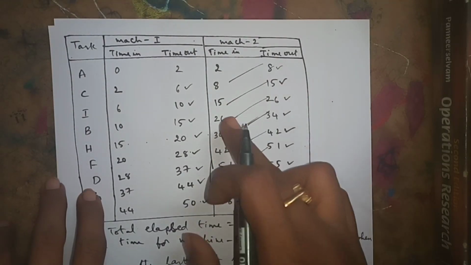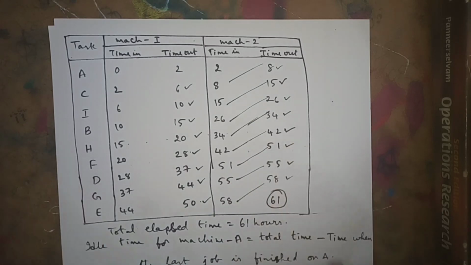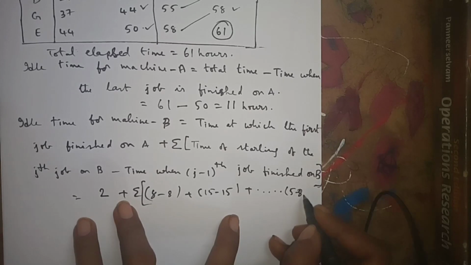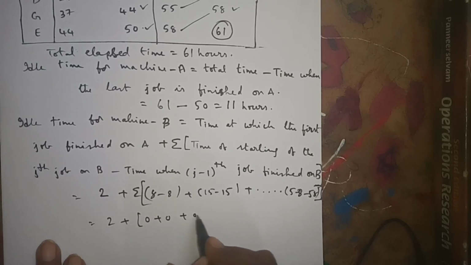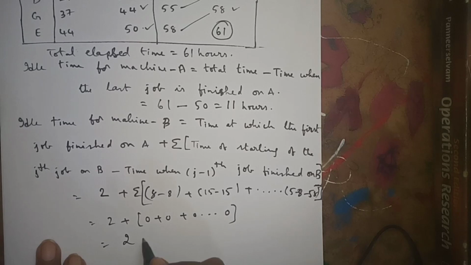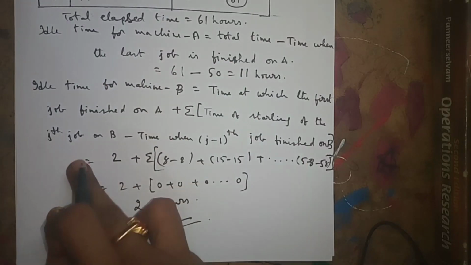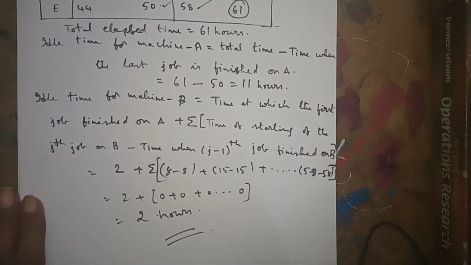See, 8 minus 8, 15 minus 15, 26 minus 26, 34 minus 34, 42 minus 42, 51 minus 51, all these things we should write, and so on up to 58 minus 58. That is equal to 2 plus 0 plus 0 plus 0 and so on, which is equal to 2 hours. Idle time for machine 1, idle time for machine 2, like this you have to calculate. Thank you very much.